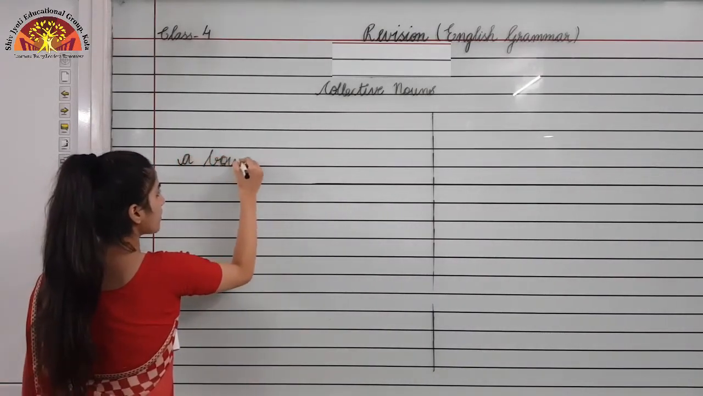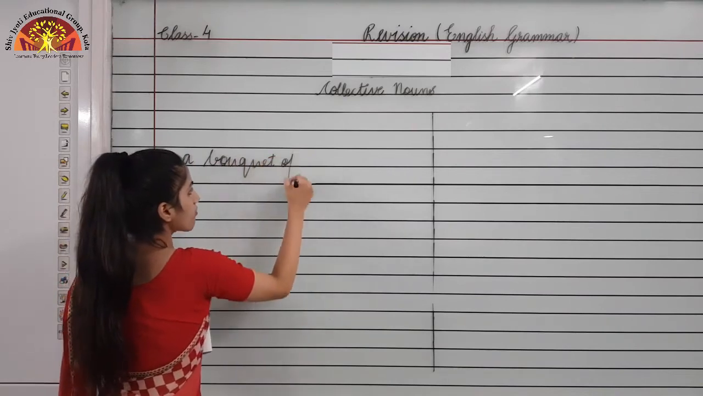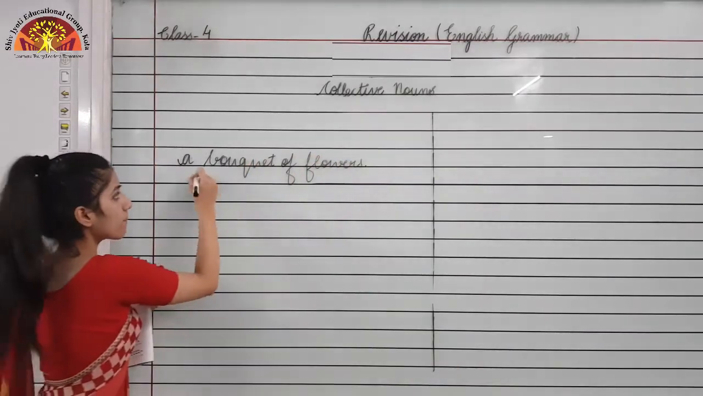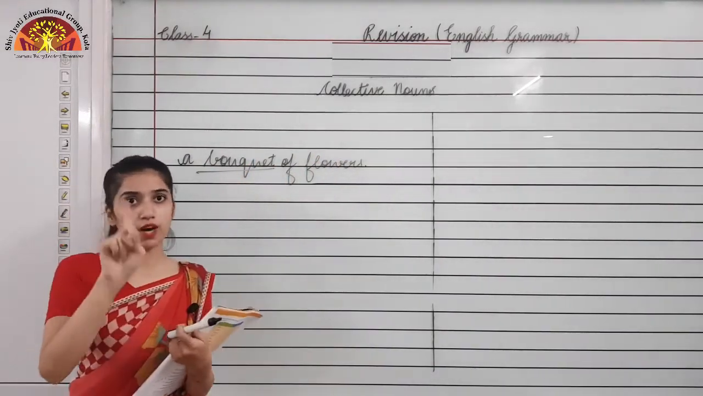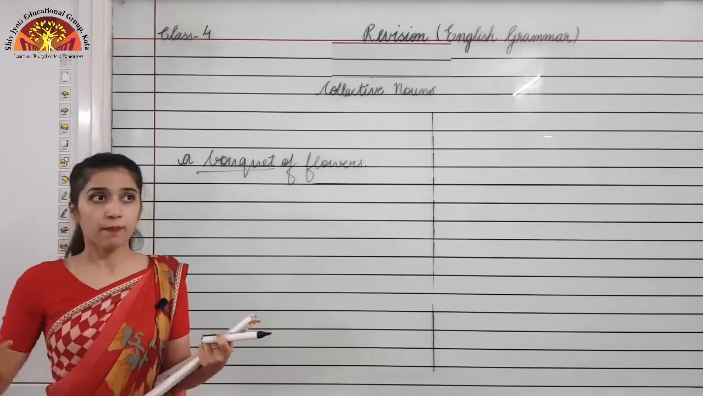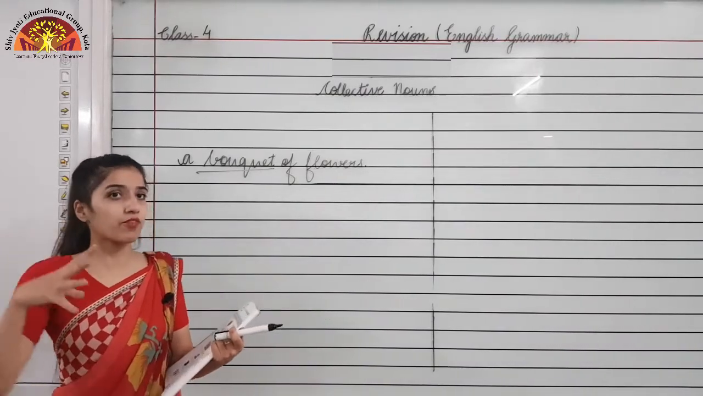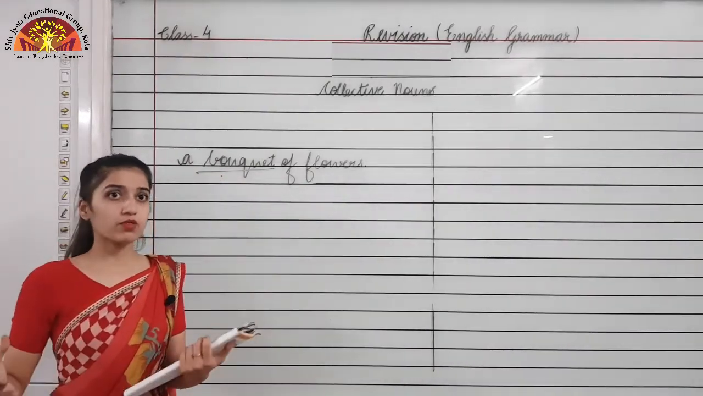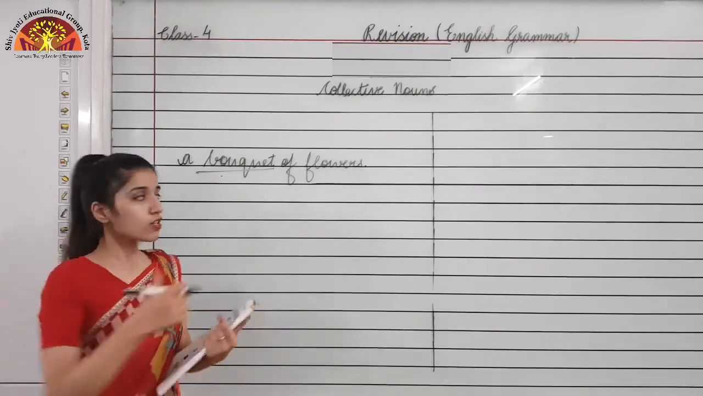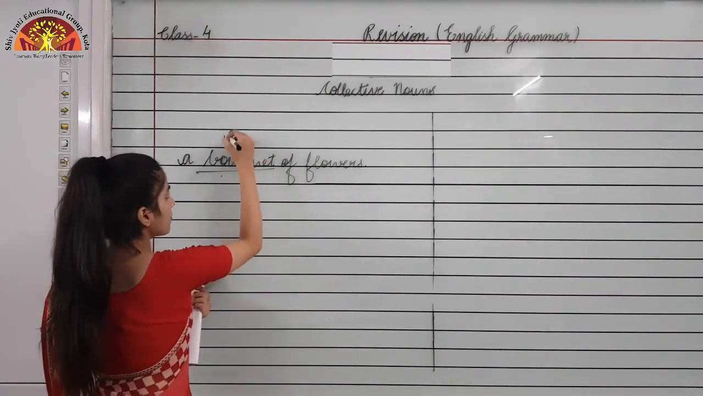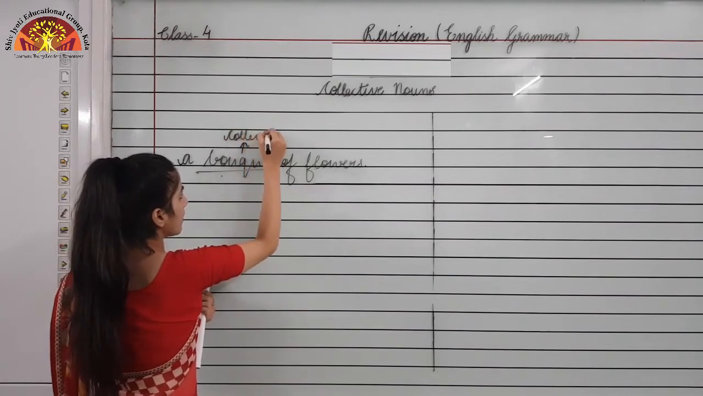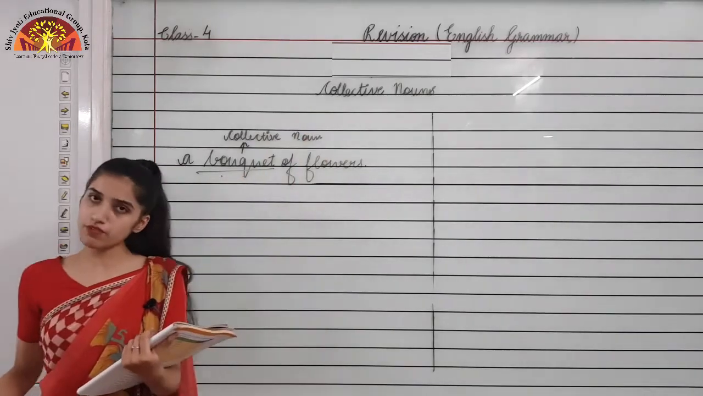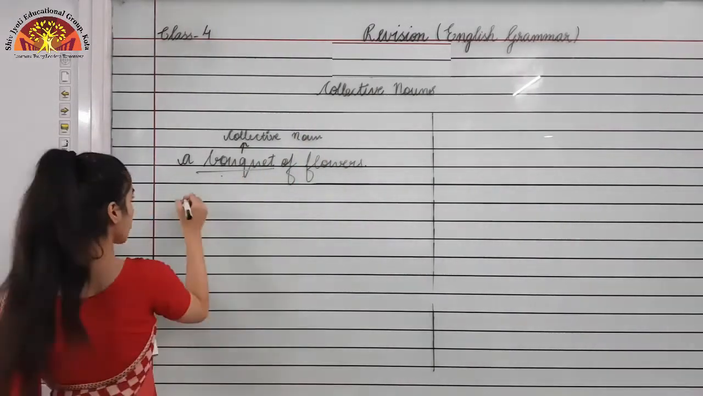So some examples of collective noun are: a bouquet of flowers. You can see bouquet is not having one flower only. It's having more than one flower, and these more than one flowers are being represented by one word, that is bouquet, which is telling us about the name of a group of things, right? So this is a collective noun. So bouquet is a collective noun.